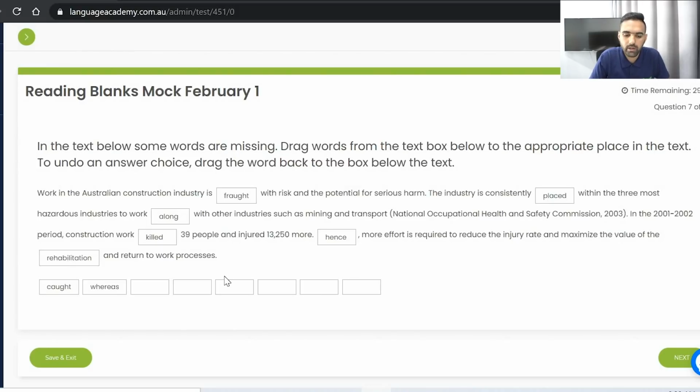This is how you solve it. If you do have any doubts, please leave them down in the comment section. Is fraught means is mixed with risk and potential for serious harm and placed by this organization along with three other industries or two other industries. In the past few years, it killed 39 people and injured more. Therefore, we require more effort. That is how we solve it. Let's move to another one, please.